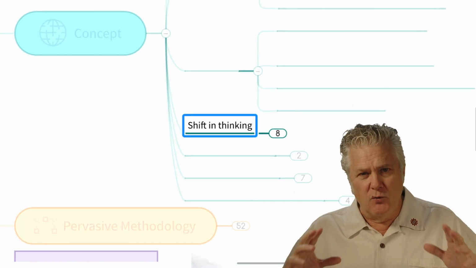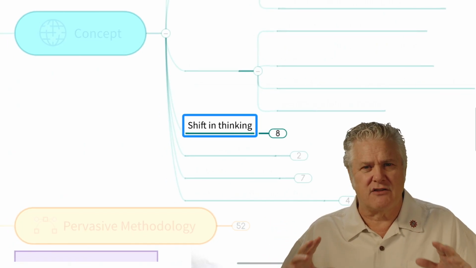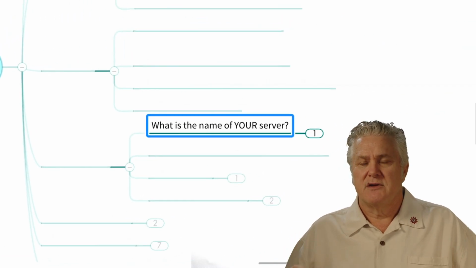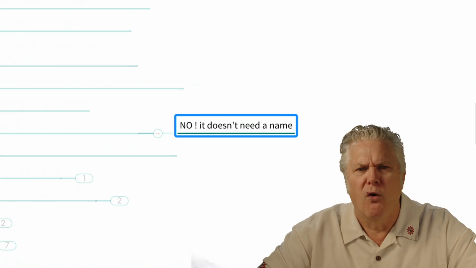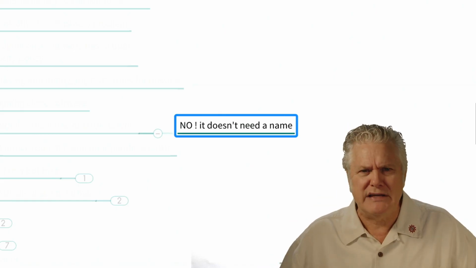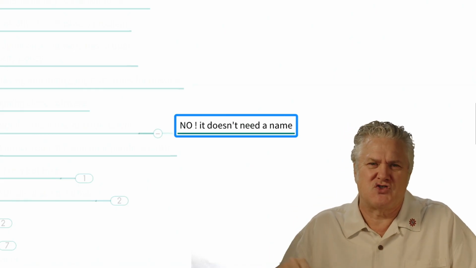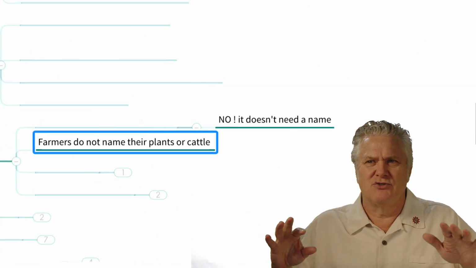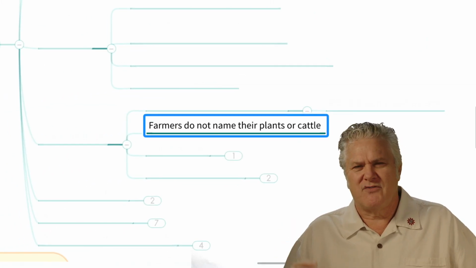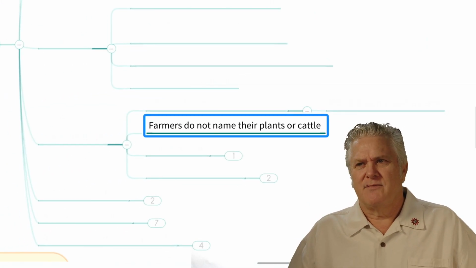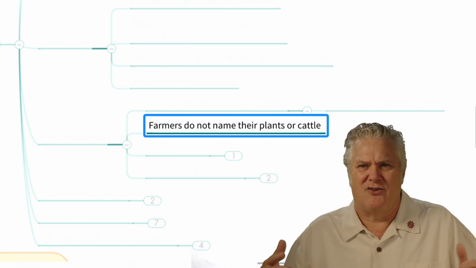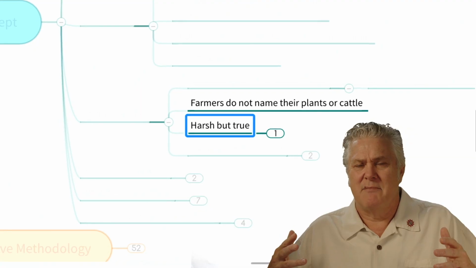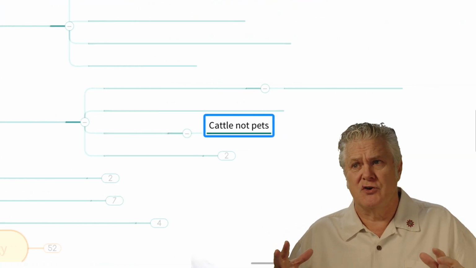But what we need to do when we're dealing with the cloud is we need to shift the way that we are thinking. So I'll ask you, hey, what's your server name? No, your servers don't need names. I mean, they need some random strings of characters, but you don't do it like that anymore. Think about it like a farmer. Farmers don't name their plants, so they don't name their cattle. I mean, that would be a waste of time. It's really harsh, but it's true.